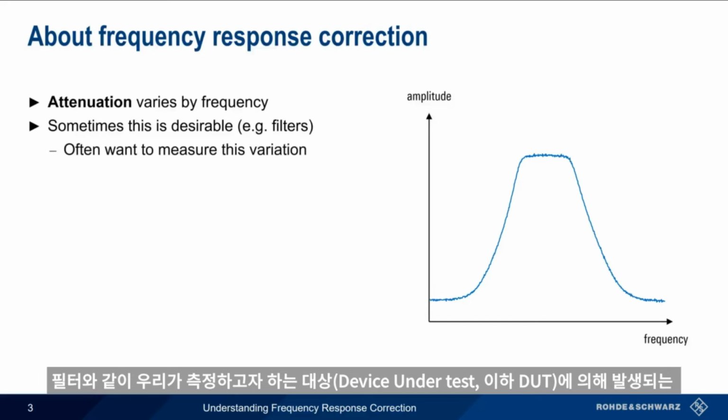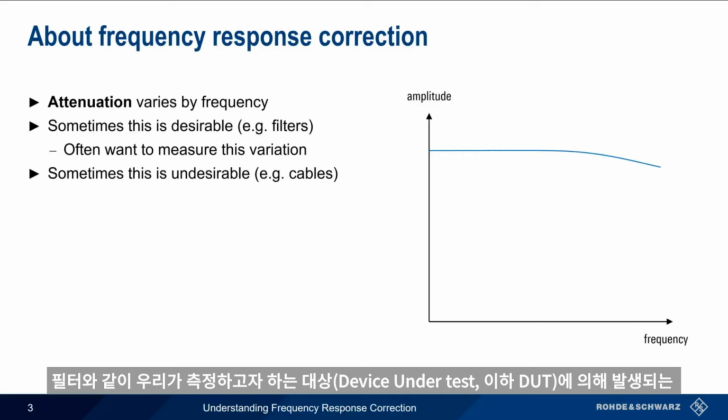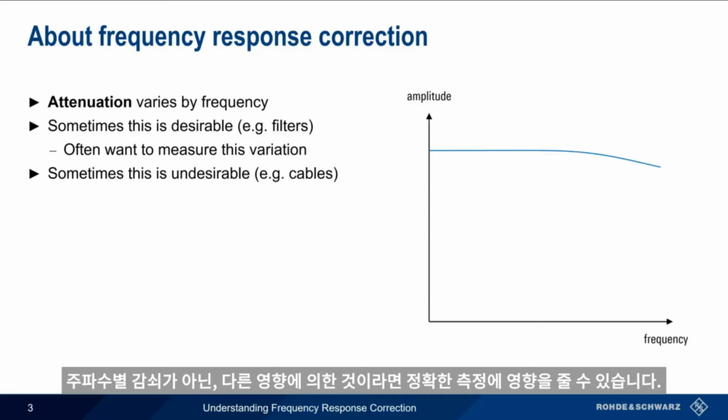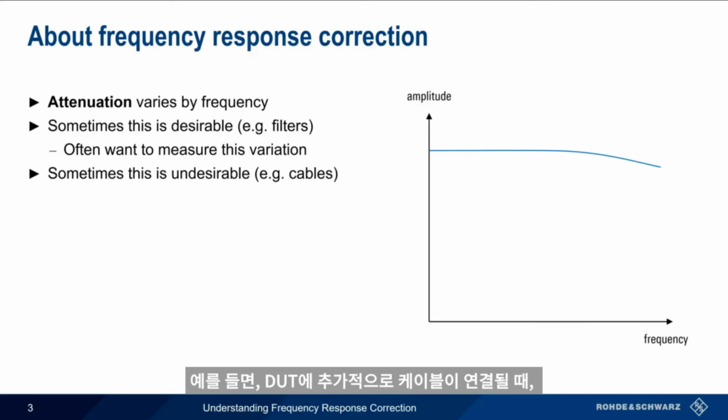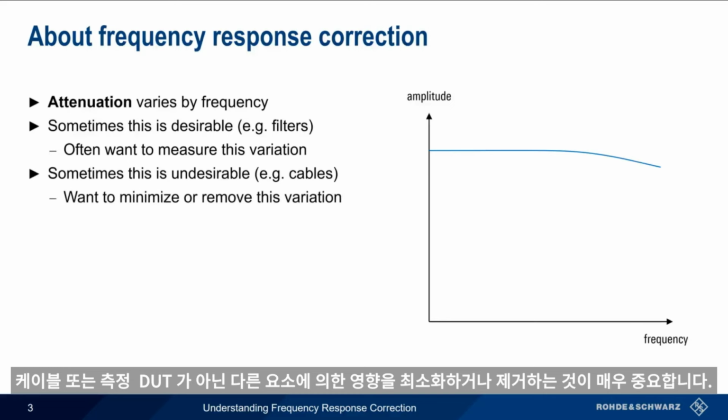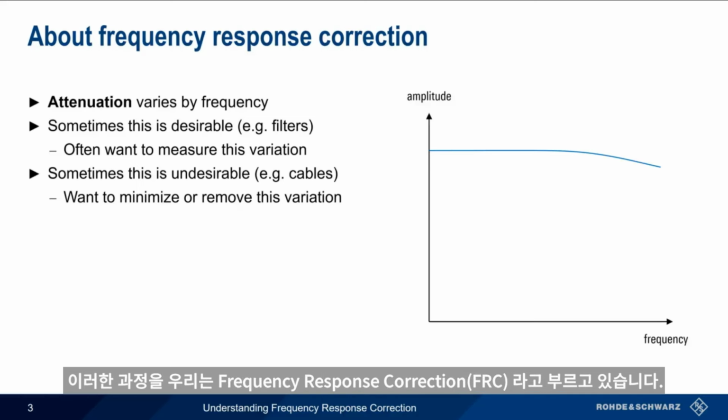In other cases, though, this frequency-specific attenuation is undesirable and can prevent us from making an accurate measurement of our device under test. For example, when we use cables to connect to the device under test, it's important to remove or minimize any frequency-specific behavior of the cables or of any other non-DUT components. The process by which we minimize or remove this variation is called frequency response correction.